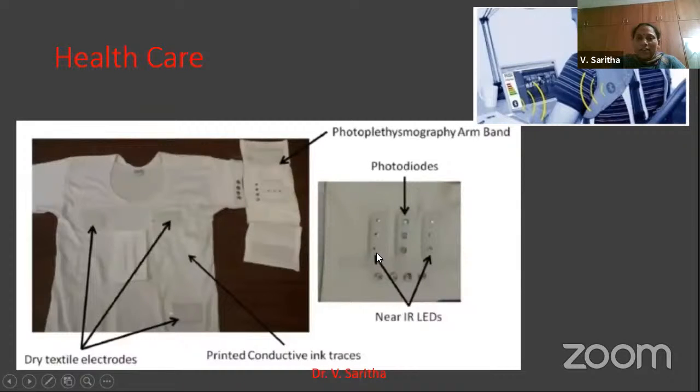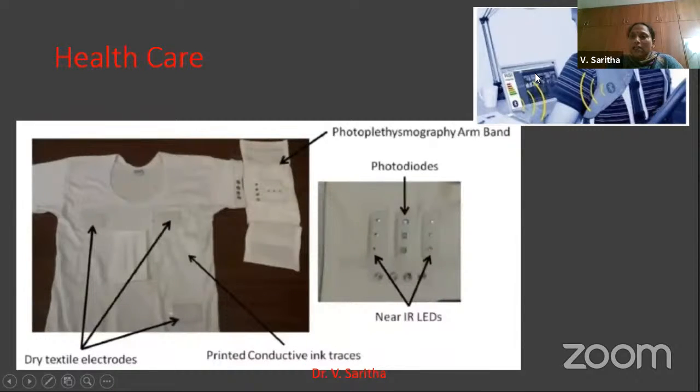If you see, it is looking like a small design, and these are actually LEDs. These are printed conductive ink traces that we have here. And this is nothing but what we are showing here: a photoplethysmography armband. This is a t-shirt, and this particular thing is an armband which we are going to wear on our arm, so fixed to the arm basically. This is helping as one of the applications in healthcare.